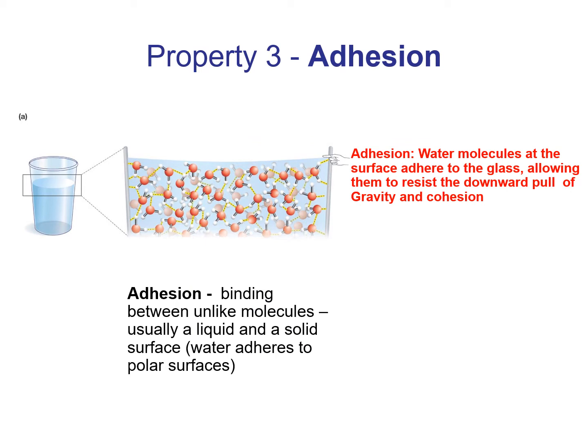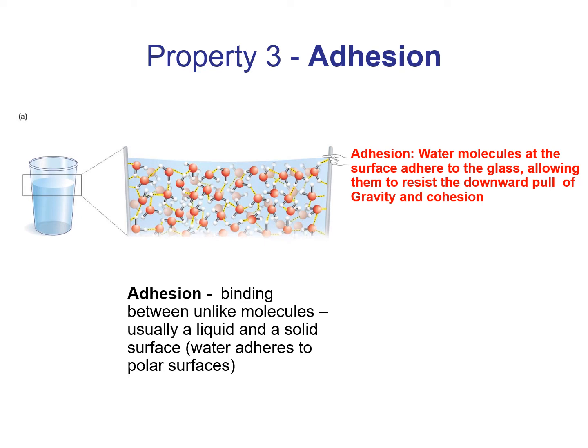Adhesion is the attraction between unlike molecules. So cohesion is between like molecules, so water molecules being attracted to other water molecules. Adhesion, we're talking about attractions that occur between water and glass, for instance. So the surface of glass has slight charges to it that are moving around. Water can interact with that.